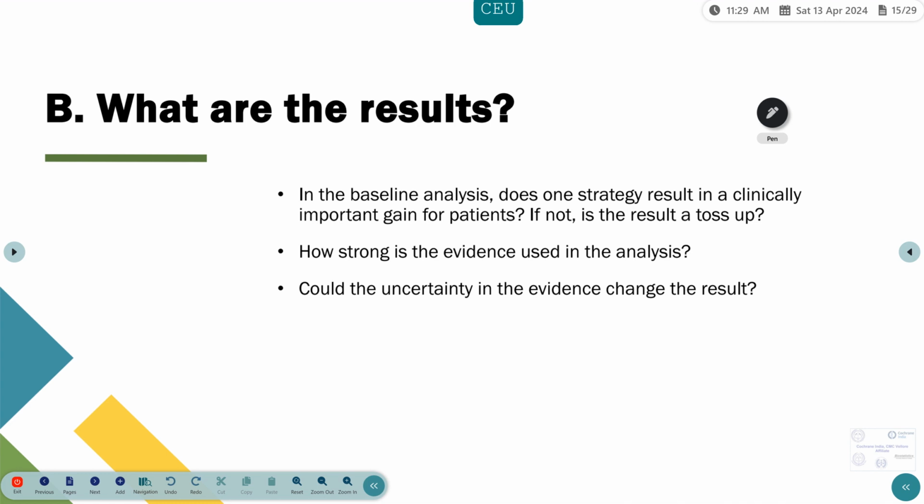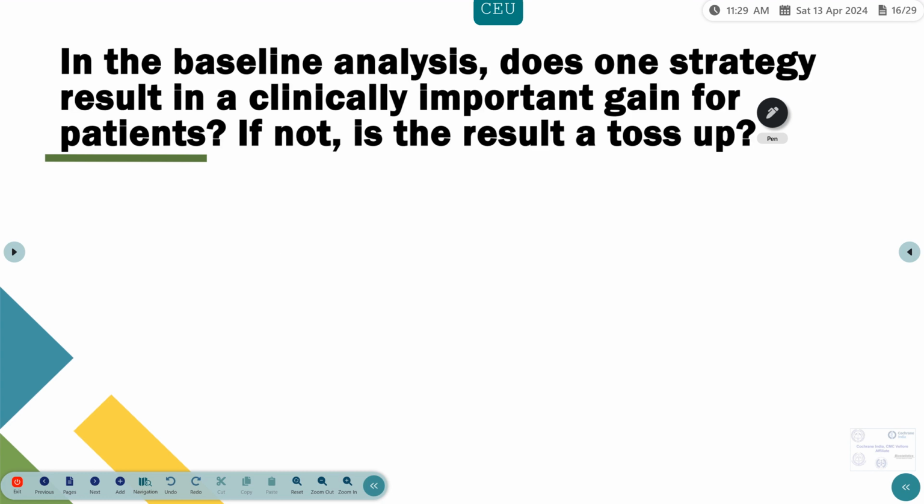In the baseline analysis, these are the three questions related to the results. One is we see whether one algorithm has any benefit compared to the other. Then we look at the strength of the evidence used in the analysis, and we look at the uncertainty in the analysis. So first, to see if one strategy is better than the other, or are all the strategies the same.